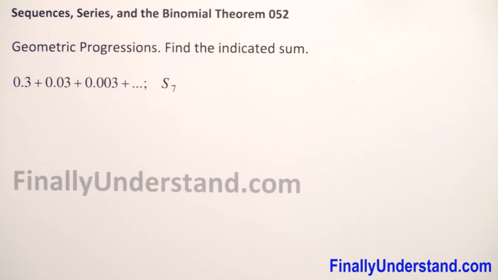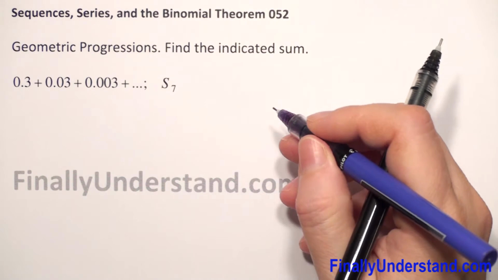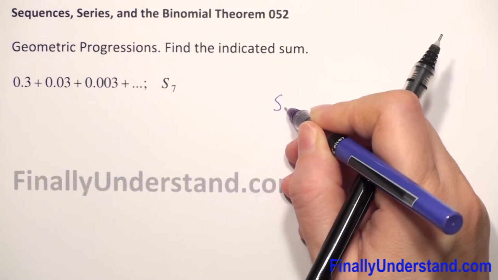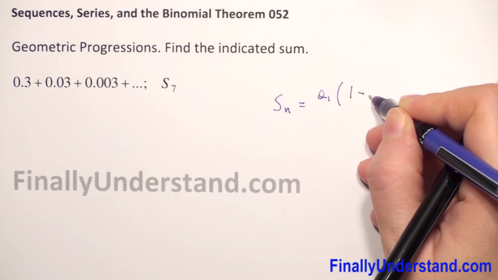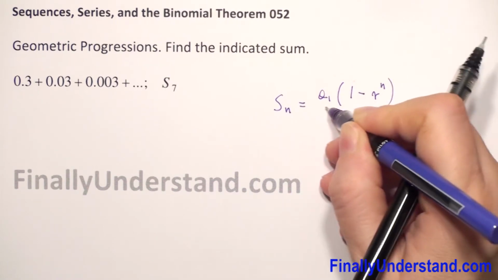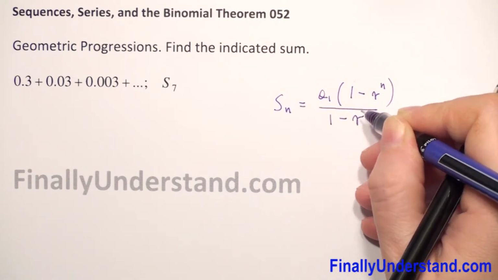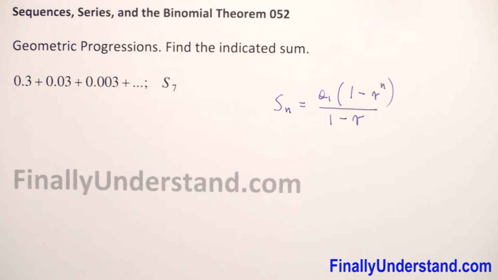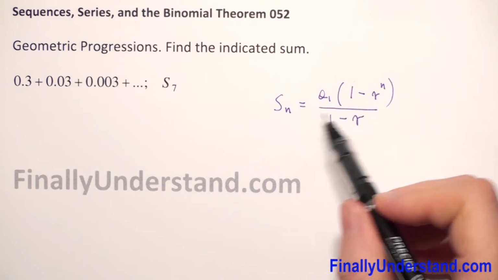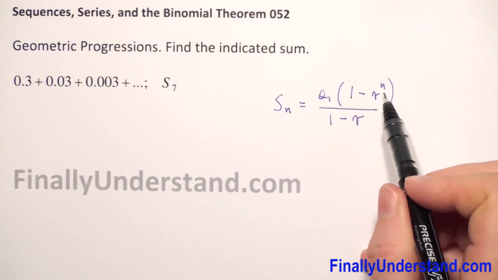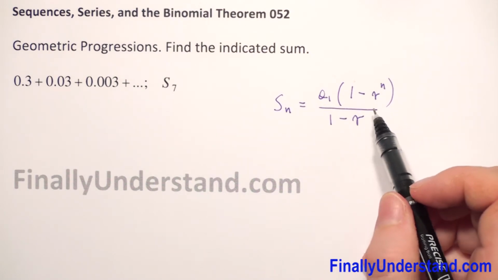We have to find the sum of 7 terms of a geometric progression. Let me remind you first of the formula for the sum of n terms of a geometric progression: S_n = a1 times (1 minus r to the power n) over (1 minus r). This is the formula for the sum of n terms of geometric progression. So what do we need? We need the first term, the number of terms, and r, the common ratio.